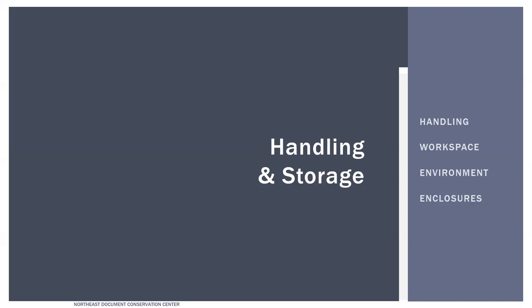So I see a question. Can you explain glycine, please? What is it? So glycine is this really glossy, thin, kind of crispy paper that is commonly used in, I think, library settings. You find it a lot. So it's very popular to use, or has been in the past, and it was thought to be good. But the problem is it isn't archival.